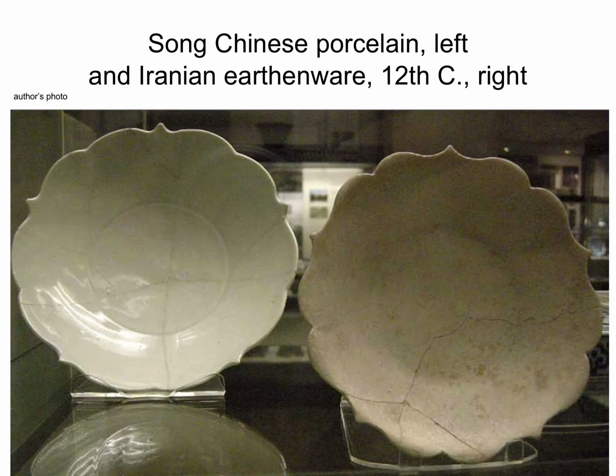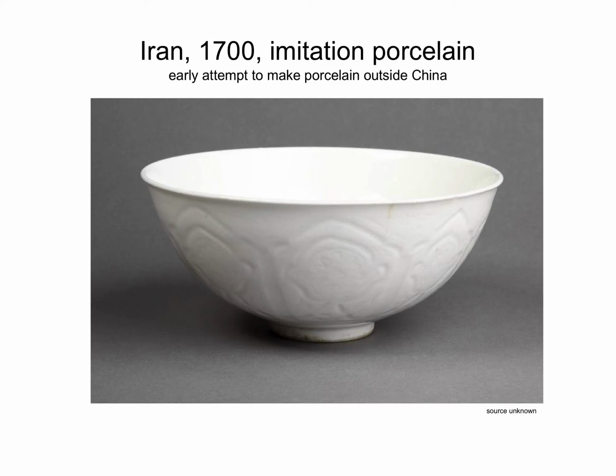Two other examples from Song, China on the left and from Iran on the right, where you can see clearly how one inspired the other and how one is trying to imitate the other, although they are made around the same time in very different countries with very different materials. And there is a tremendous amount of this cultural exchange happening in the world of ceramic. This is another beautiful example from Iran from around 1700, when everybody outside China was trying to find the secret of porcelain, and this is an early attempt made in Iran for that purpose.